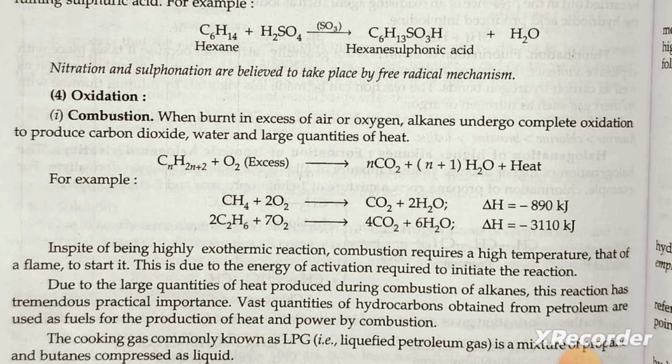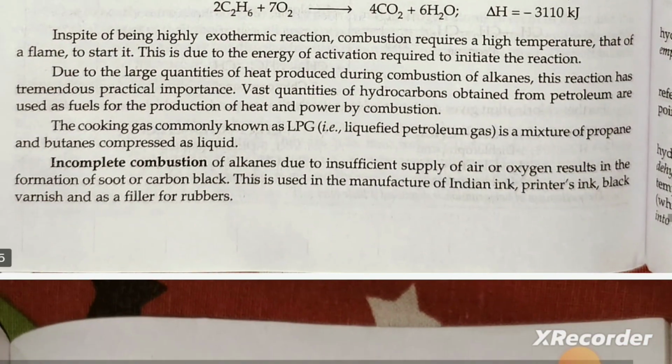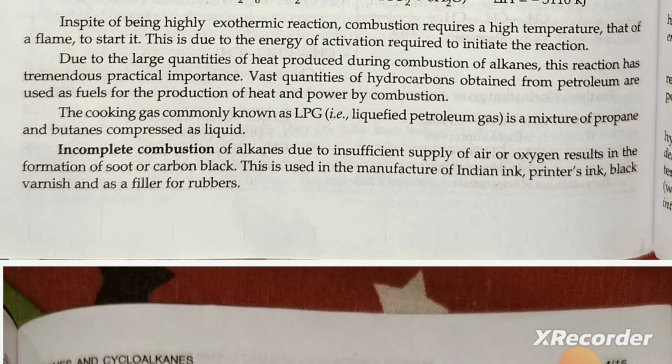Vast quantities of hydrocarbons obtained from petroleum are used as fuel for the production of heat and power by combustion. The cooking gas, commonly known as LPG, liquefied petroleum gas, is a mixture of propane and butane compressed as liquid. Incomplete combustion. Incomplete combustion of alkanes due to insufficient supply of air or oxygen results in the formation of soot or carbon black. This is used in the manufacture of Indian ink, printer ink, black varnish, and as a filler for rubbers.